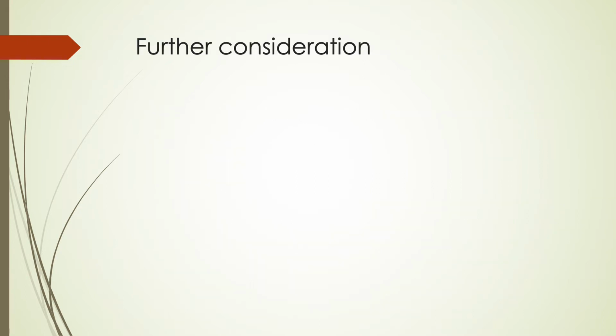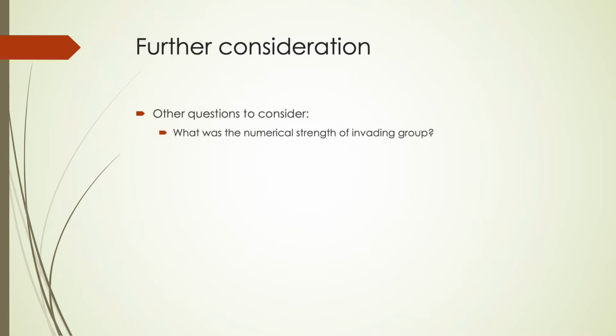During this time, there are still a lot of other questions that remain because we don't have a lot of documentation. Other questions that we don't really have good answers to: what was the numerical strength of the invading group? We don't know exactly how many of these people from the Teutonic tribes came over to the British Isles. We don't know how centrally organized each of them were or what their initial intentions were.